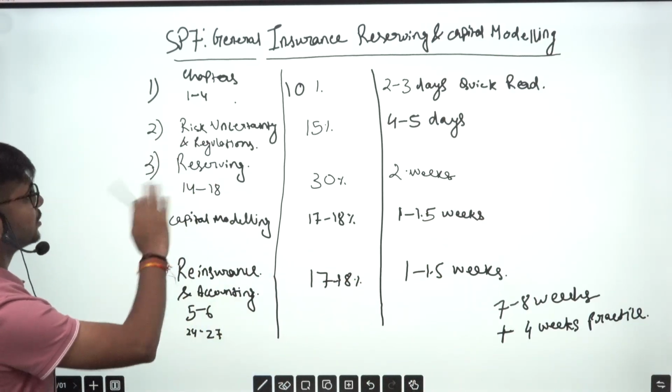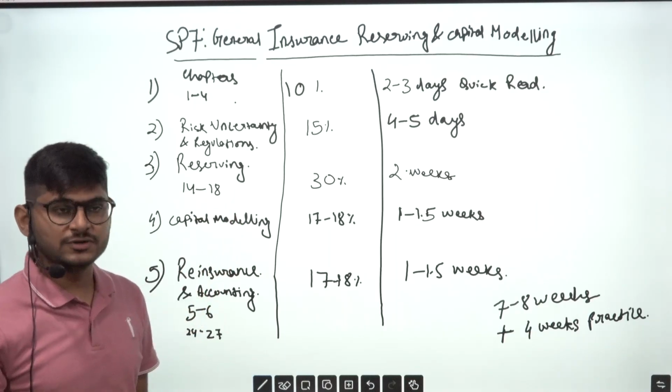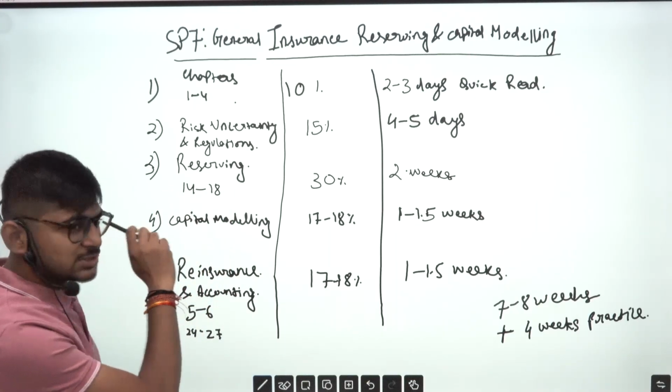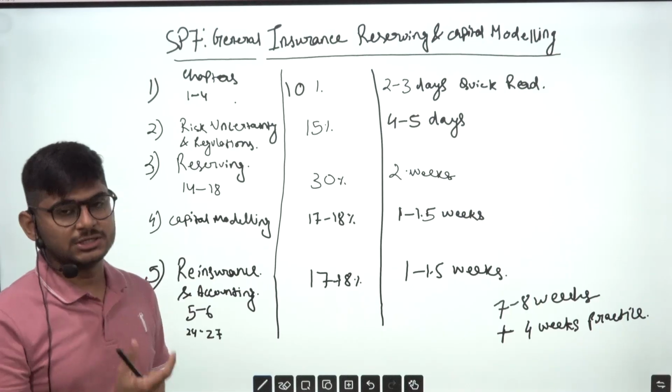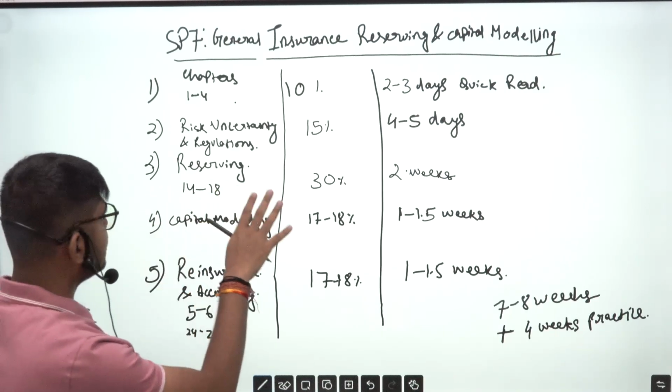Let's stick to the left hand side. The first 4 chapters deal with the background, and you can see that it's a very small part. Obviously it's the background of general insurance, so it has only 10% of weightage in the entire syllabus.